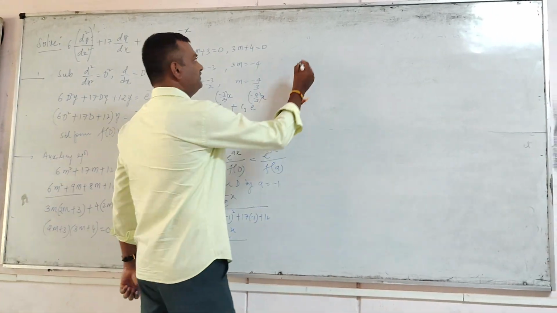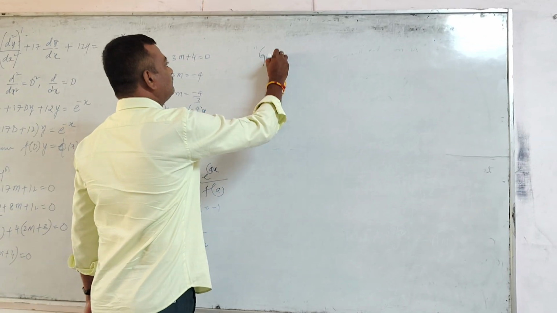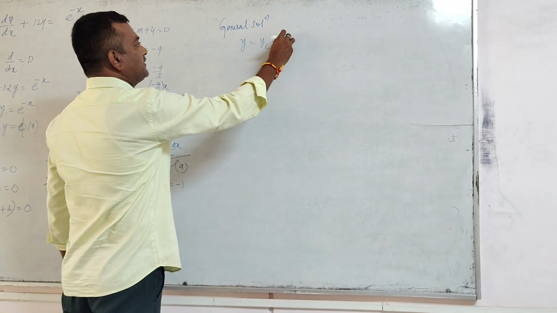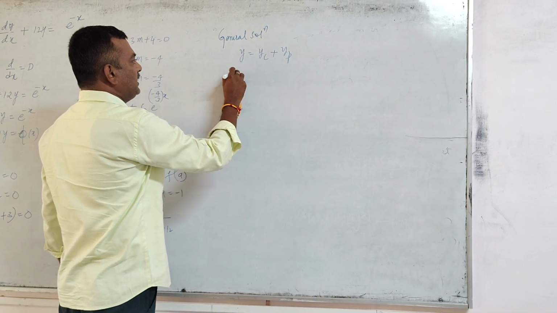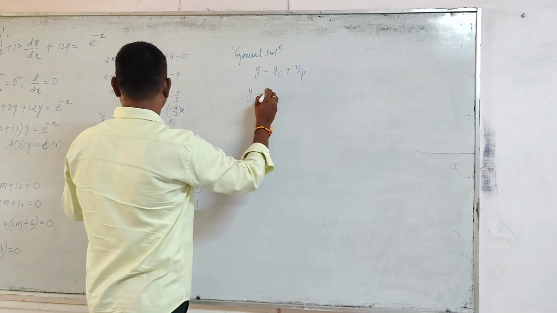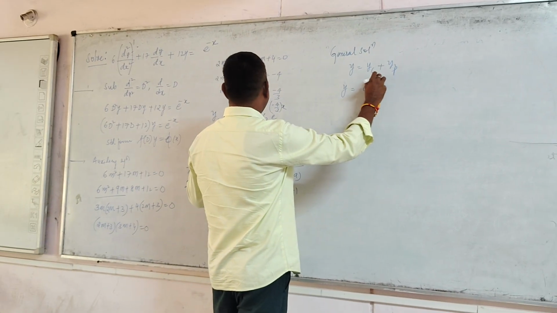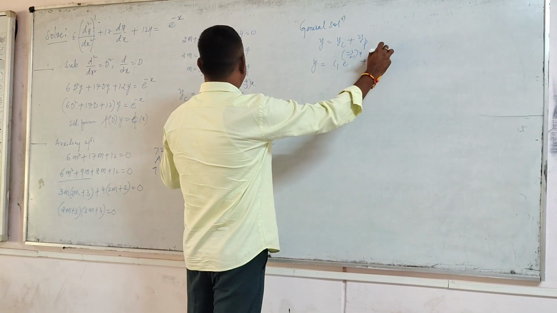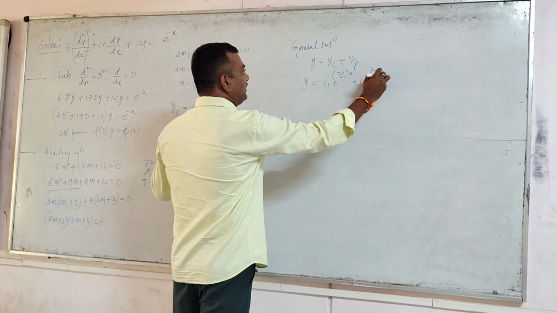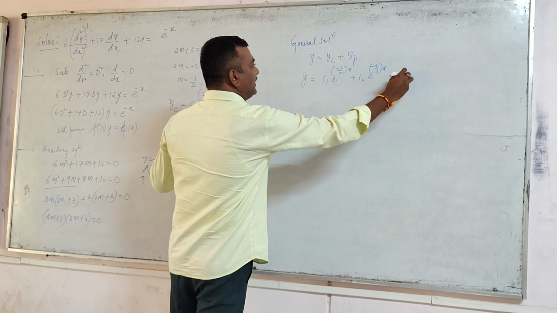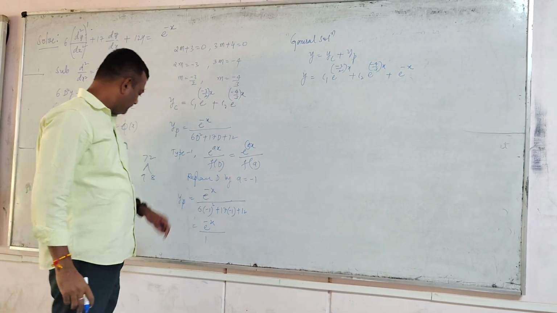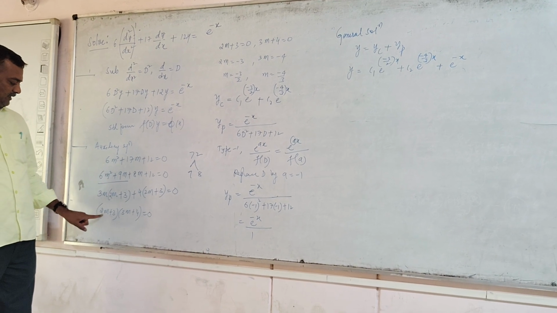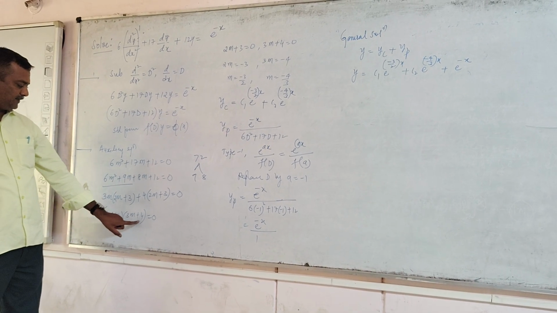Finally, what is the general solution? General solution is y is equal to yc plus yp. What is yc? c1 e raised to minus 3 by 2 x plus c2 e raised to minus 4 by 3 x plus e raised to minus x is yp. Is it correct? So let's look at again, these are correct, right? 2m plus 3, 3m plus 4.